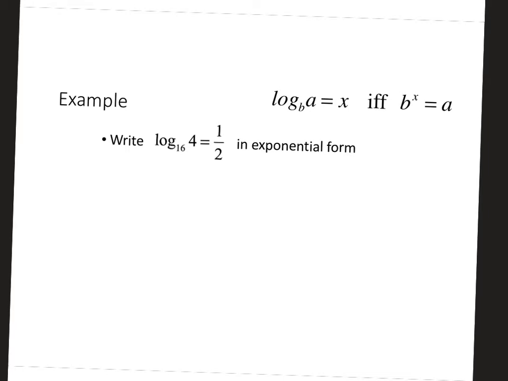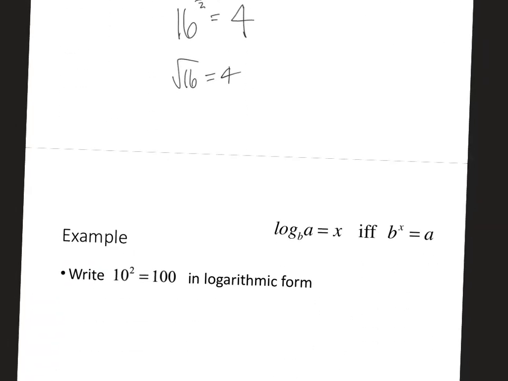We're going to switch this from logarithmic form to exponential form. I need to know the base first. The base is 16. I need an exponent. The exponent is what's on the other side of the equal sign. And then I need an answer, which should be 4. And 16 to the 1/2 does equal 4, right? Square root of 16 equals 4. Then I think this might be my last example.